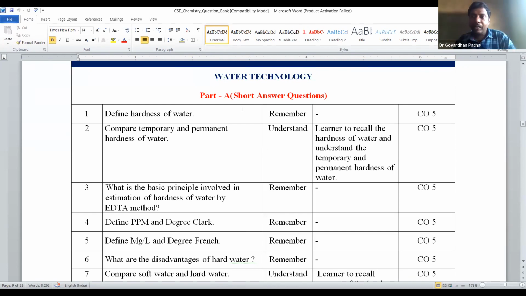Temporary hardness is mainly caused by the bicarbonate salts of calcium and magnesium: bicarbonates, carbonates, hydroxides of calcium and magnesium. Whereas permanent hardness is caused by which salts? Chlorides, sulfates, nitrates. Very good. Chlorides, sulfates, nitrates of calcium and magnesium.